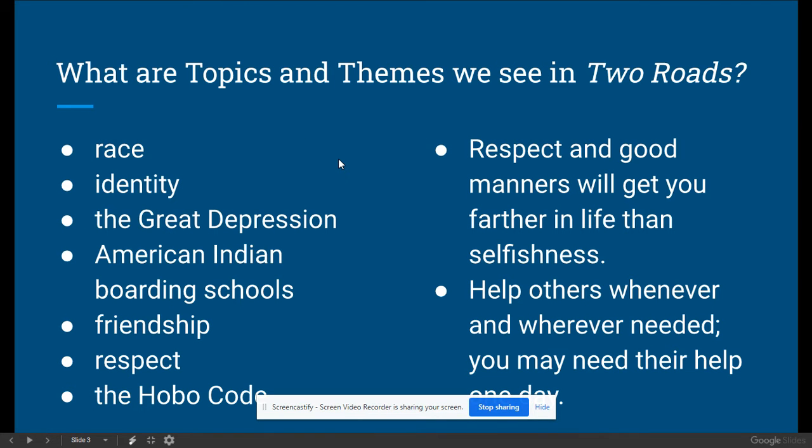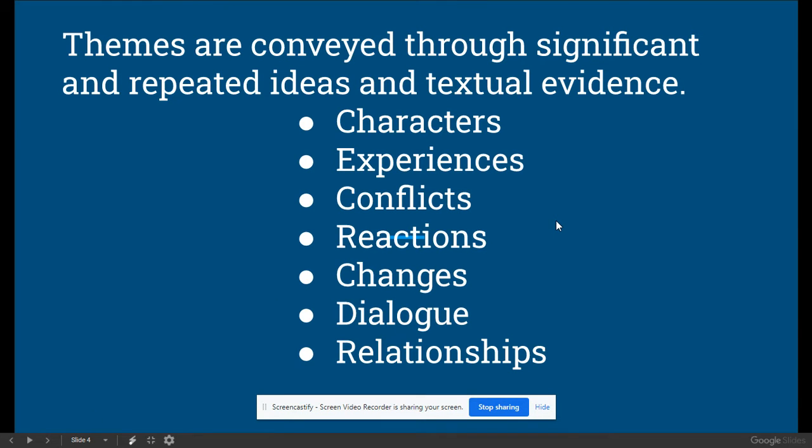Topics and themes that we've seen so far in 2 Roads. So for topics, we have race, identity, the Great Depression, American Indian boarding schools, friendship, respect, and the Hobo Code. For themes, we have seen respect and good manners will get you farther in life than selfishness. Help others whenever and wherever needed. You may need their help one day. Themes are conveyed through significant and repeated ideas and textual evidence. We can see theme in characters, experiences, conflicts, reactions, changes, dialogue, and relationships.